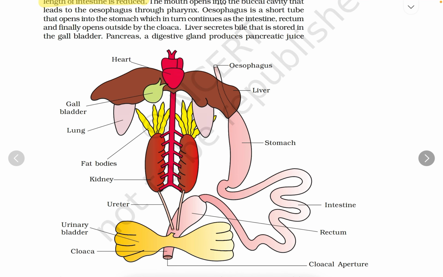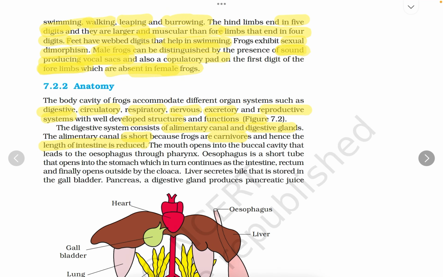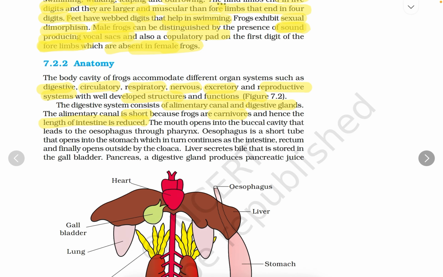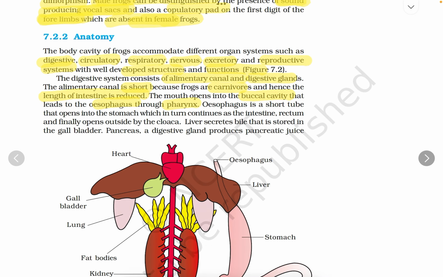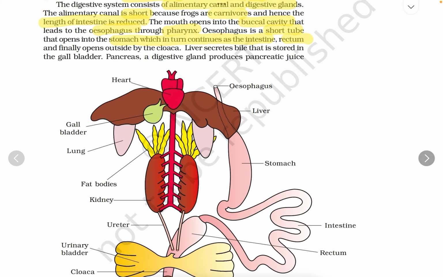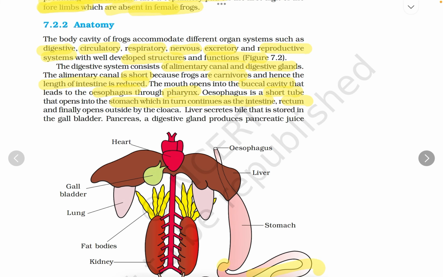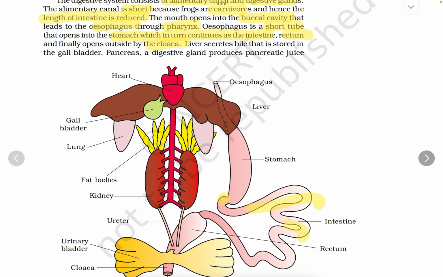But if you talk about frogs, their digestive system is short because they are carnivorous, and carnivorous animals don't have a long digestive tract. The mouth opens into the buccal cavity that leads to the esophagus through the pharynx. The esophagus is a short tube that opens into the stomach, which in turn continues as the intestine. See here, from the stomach we have the intestine, rectum, and finally it opens outside to the cloaca.